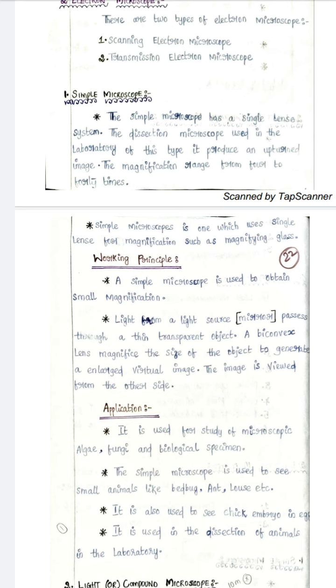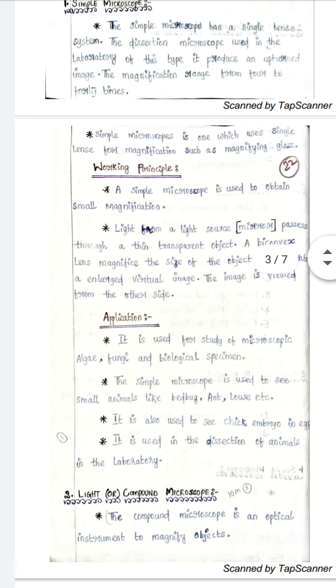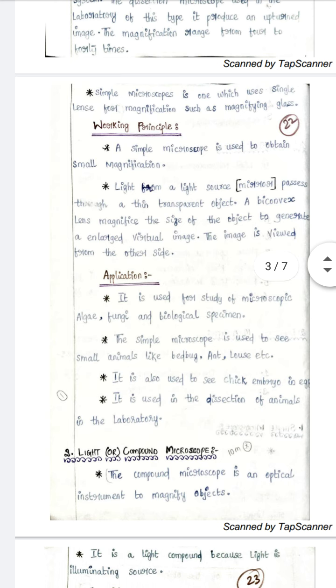The magnification ranges from 4 to 40 times. A simple microscope is one which uses a single lens for magnification, such as a magnifying glass. So a simple microscope is used to obtain small magnification.